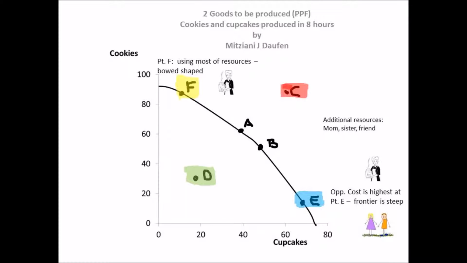Now, the point D with green ink inside the bowed shape just means I could produce both but not that efficiently. It is possible some resources are not being used efficiently. Then the point C with red ink, outside of the bowed shape, means it's impossible to make the two goods, or not feasible at all. So remember, the only ones that are possible are the points A and B.